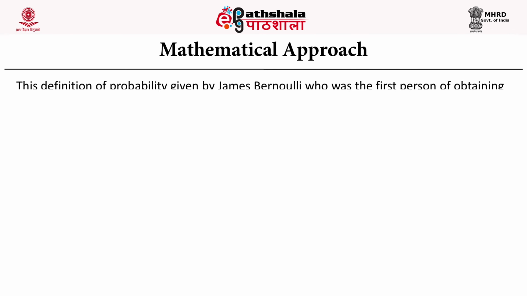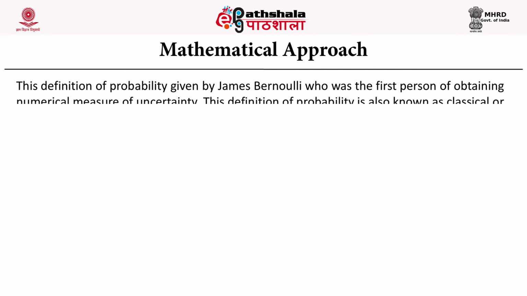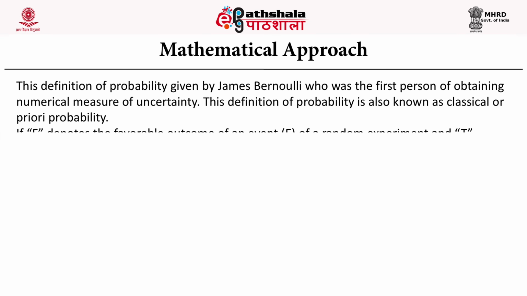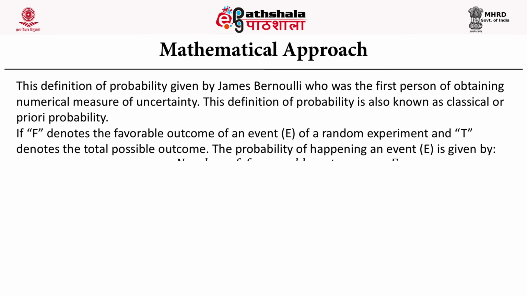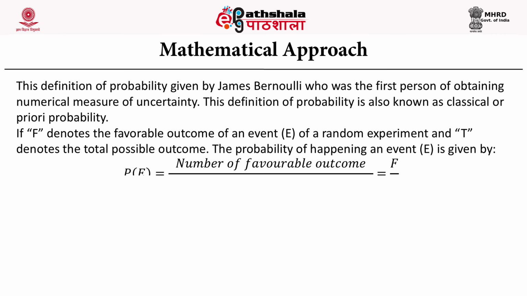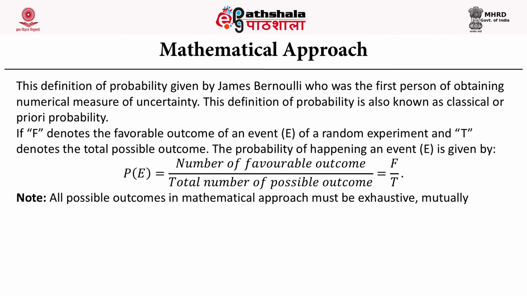Now we will discuss the mathematical approach. This definition of probability was given by James Bernoulli, who was the first person to obtain a numerical measure of uncertainty. This definition is also known as classical or a priori probability. If capital F denotes the favorable outcomes of an event E of a random experiment, and T denotes the total possible outcomes, the probability of happening of an event E is given by the formula: in the numerator, the number of favorable outcomes divided by the total number of possible outcomes. So the probability of E is equal to F divided by T.